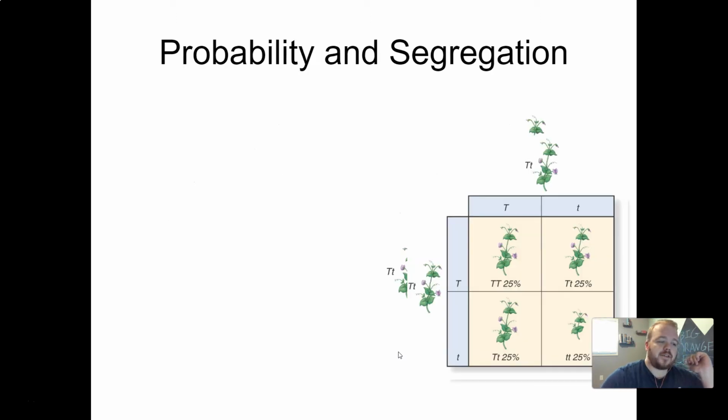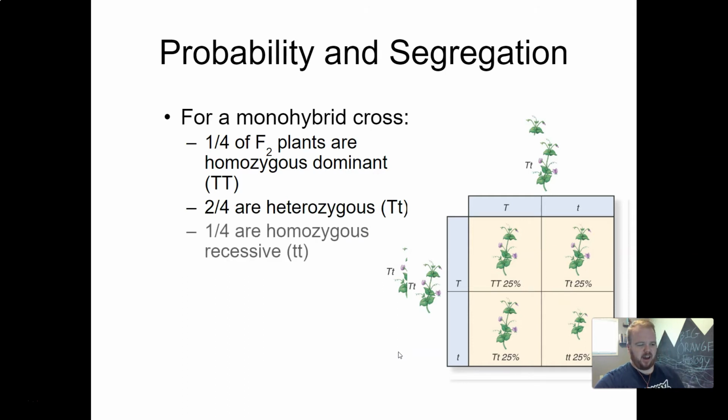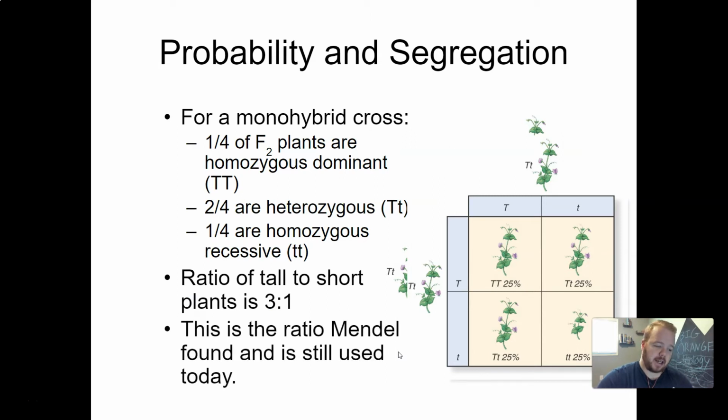So for a monohybrid cross, 1/4 of all F2 plants are going to be homozygous dominant, 2/4 will be heterozygous, and 1/4 will be homozygous recessive. The ratio of tall to short will be 3:1, and this is the ratio Mendel found, and it's still used today. This is the traditional monohybrid cross. You take 2 individual hybrids that are monohybrid, mono meaning one, hybrid meaning mix. This is for one trait, in this case tall, and you combine the two hybrids for the tall.